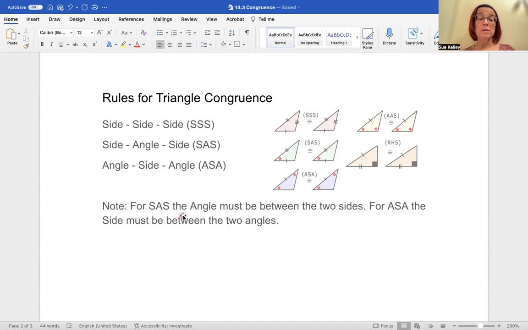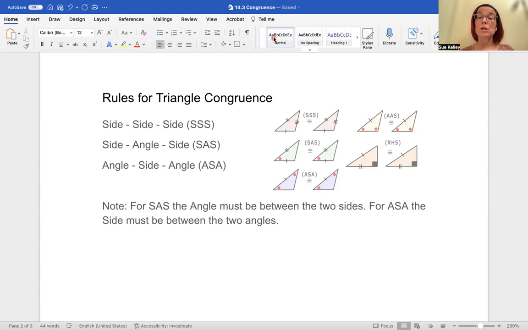Now notice for side, angle, side, the angle must be between the two sides, and for angle, side, angle, the side must be between the two angles. We also have two other congruences that we're not going to be too concerned with, but I want to mention them. Angle, angle, side, so two angles with another side, and they have to be corresponding. I'll show you in a minute what that means. For them to be congruent. And for right triangles, if we have a right triangle with two congruent sides, then they are congruent.